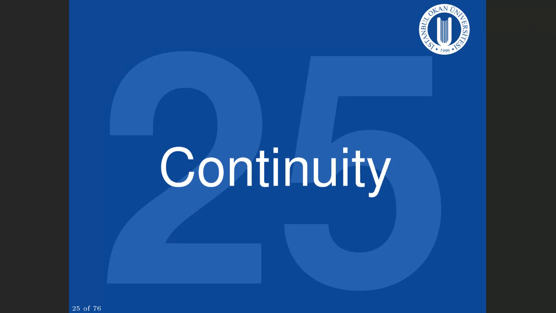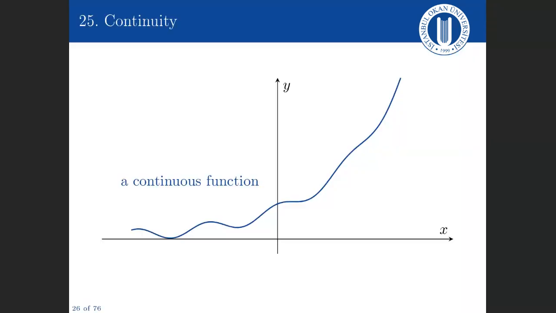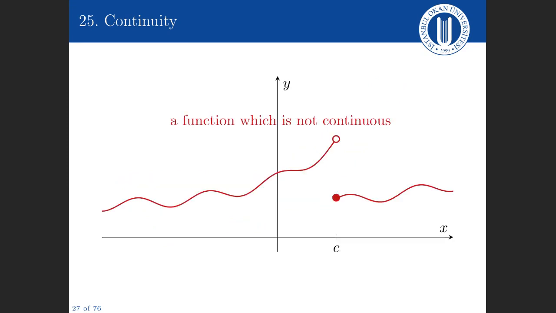Our second chapter today is continuity. This is a continuous function. A continuous function is a function that we can draw without lifting our pen from the paper. If I wanted to draw this function, I'll put my pen on the paper, I'll start drawing, and in one go, I could draw the function. I don't have to lift my pen off the paper.